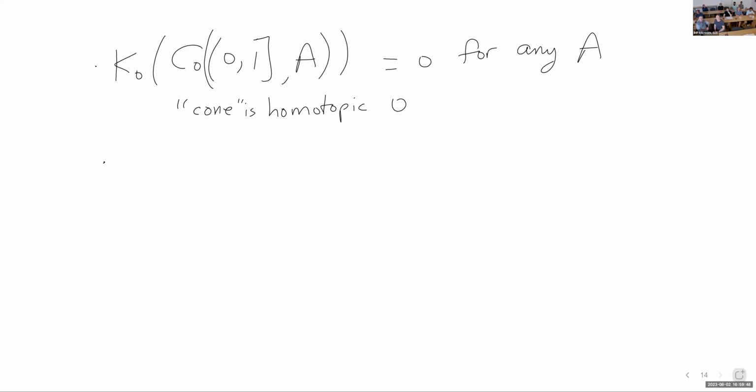And then maybe the last example I mentioned is that, again by homotopy invariance, if X is a contractible compact Hausdorff space, then it is homotopy equivalent to a point by definition. So it has the same K theory as functions over a point, which is the complex numbers. So it's the integers if X is contractible.